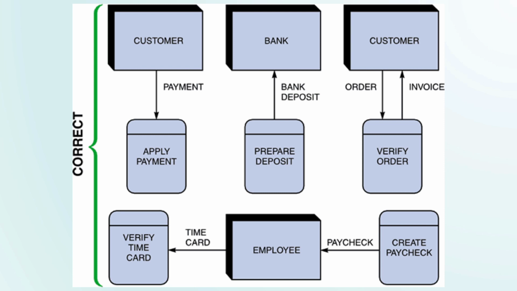As you can see also in customer and verify order, there is a two-way data flow. First, the customer gives order details or order data to verify order, and then once the order is verified, the verify order process will give the invoice data to the customer.